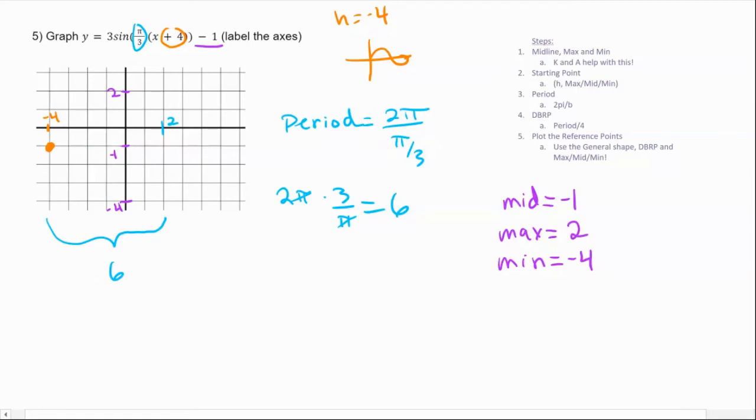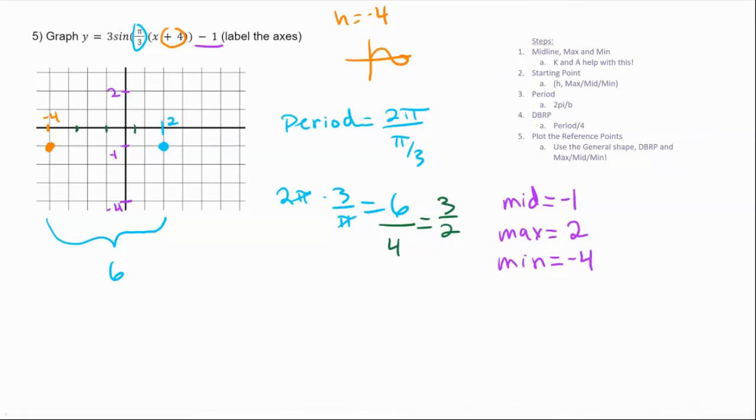Lastly, I'm going to find the distance between my reference points. So in this one here, I forgot to mention the end point I know is at the same y value as my starting point. So, sorry, distance between the reference points. I basically just take the period and I divide it by 4, which tells me it's 3 over 2. So I'm just going to go up 1.5 each time. 1.5, 1.5, and 1.5. So there's my x values of all of my reference points.